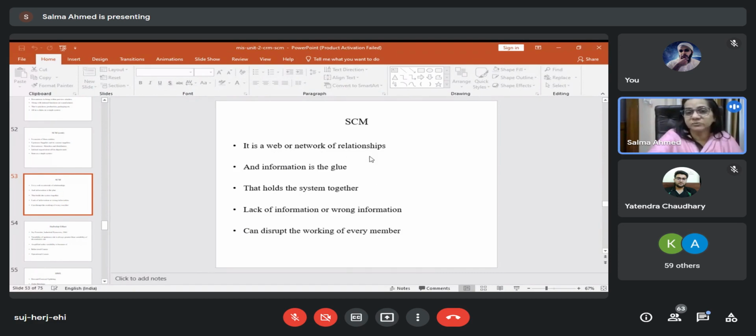It's a web or a network of relationships, and basically information is the glue. How are we able to tie them all together? We bring them all together and put them in one system where information is the glue. By sharing information about what the demand is, and how much I can supply, we are able to pull them all together. Information is the glue that holds the entire system together.